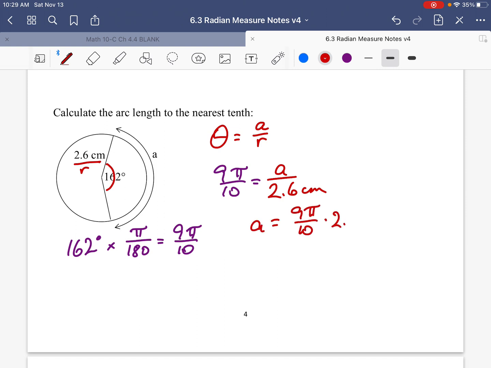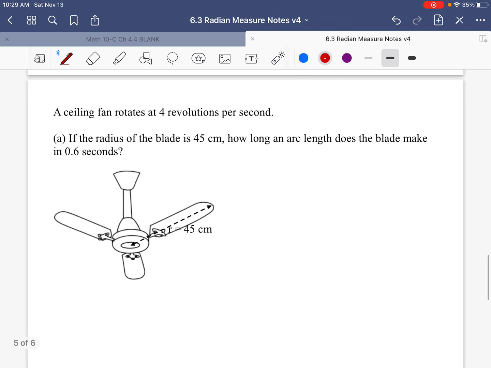So then I cross multiply. And I get a decimal approximation of 7.4 centimeters. Okay? Now, that's what I need you to be able to do. How are they going to be tricky? Well, I'm glad you asked. Let me show you the poopy questions.